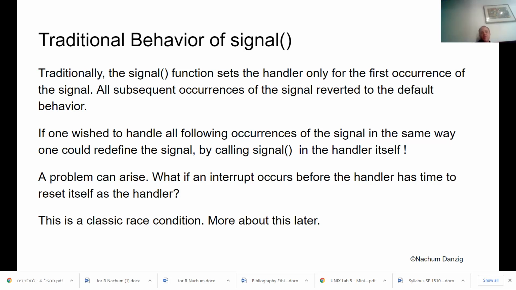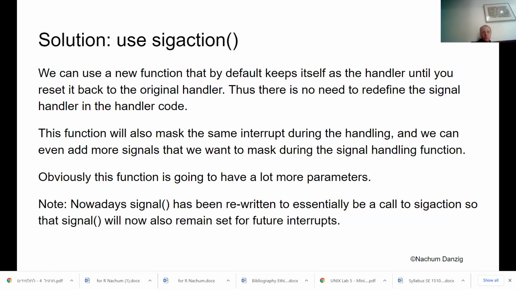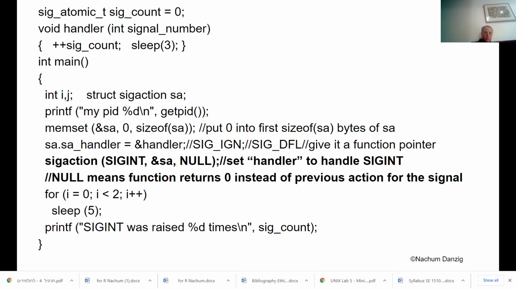So here's the traditional behavior. We talked about that. And then we talked about sigprocmask. We said that with sigprocmask, I can block a signal or unblock a signal or set a mask for the signal. So let's see what sigaction does. Example using sigaction. So here, let's look at this. I'll put in bold, sigaction.